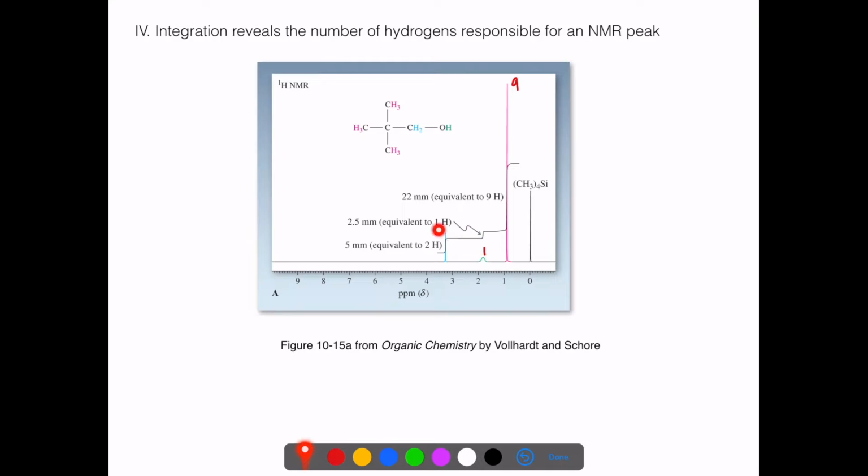Sometimes it's written right above the peak. Sometimes you get this type of line, and sometimes you can just look at the area under those peaks and figure out how many hydrogens there are. You get just a relative amount. So that's integration.